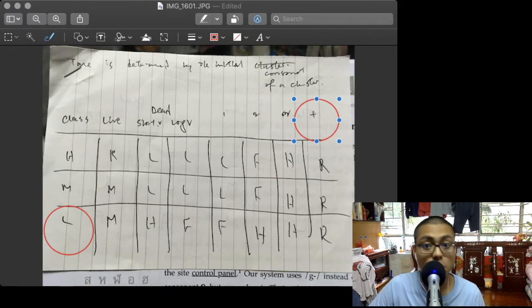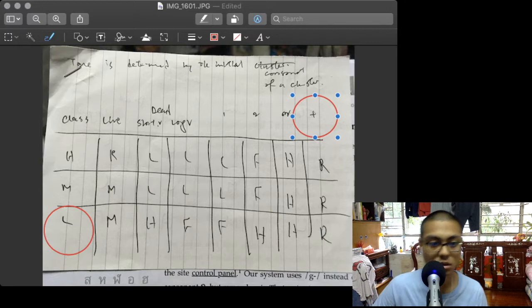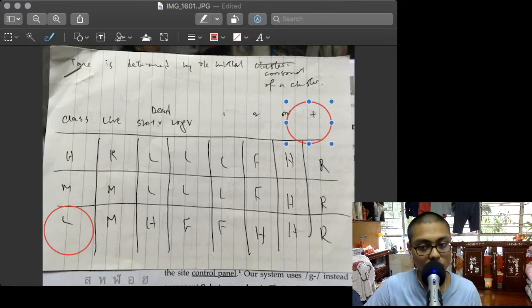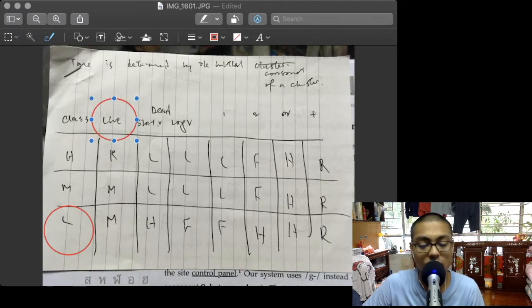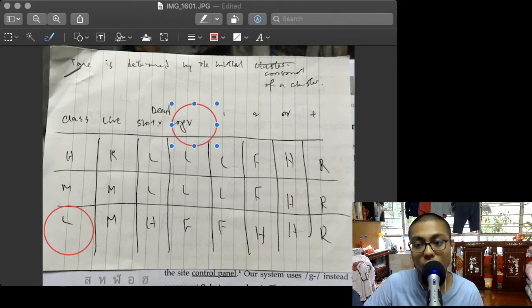Sometimes tone marks don't appear in Thai words. They don't have to appear. If they don't appear, we will determine the tonality by figuring out whether it is a life sound or a dead sound. For dead sound, we further divide it into two categories, short vowel and long vowel.